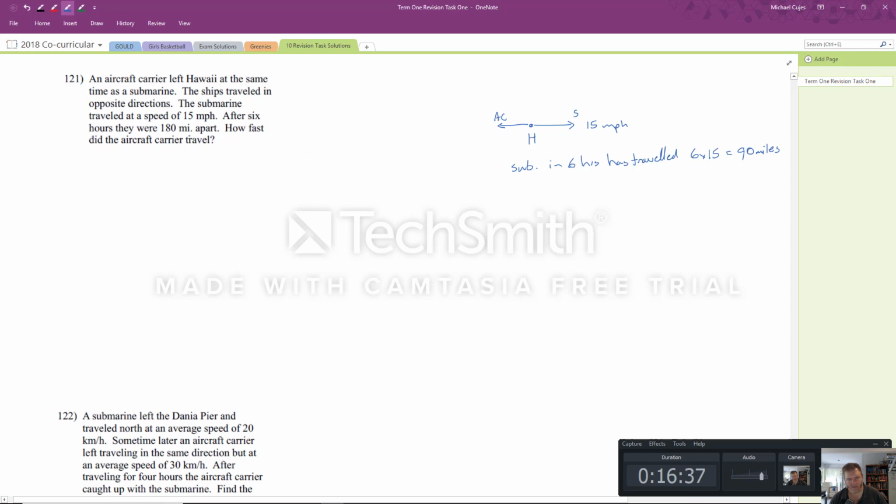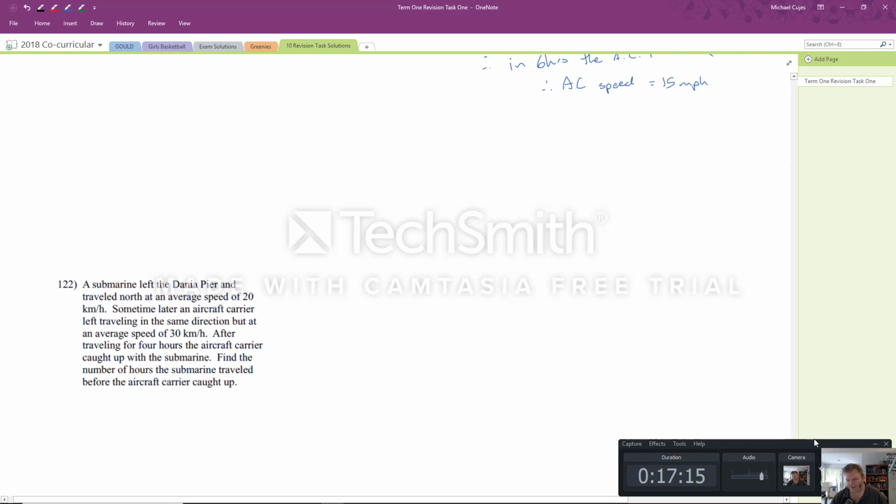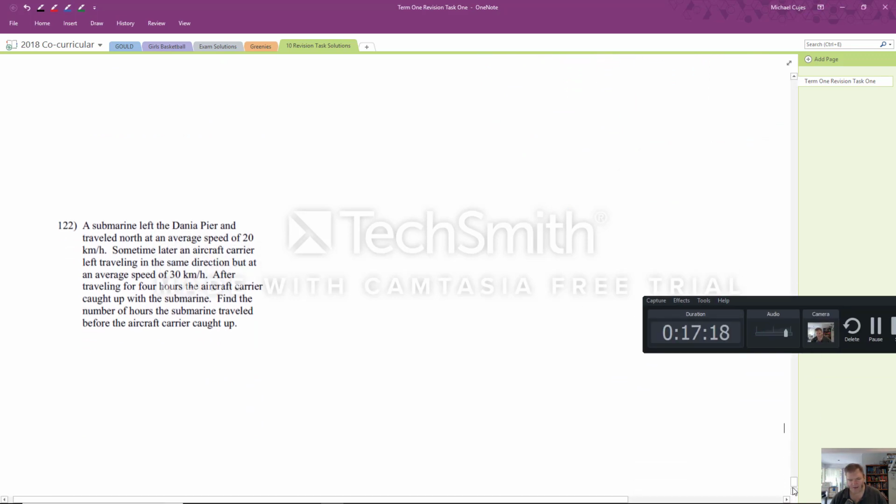Now, if they are 180 miles apart, therefore in 6 hours, the aircraft carrier travelled 180 minus 90, and you've already figured out 90 miles. So it's travelled 90 miles, therefore the aircraft carrier speed, we don't even need to do the calculation. I could do distance divided by time, but we already know it was the same as the submarine, 15 miles per hour. And your very first revision sheet is coming to an end here.